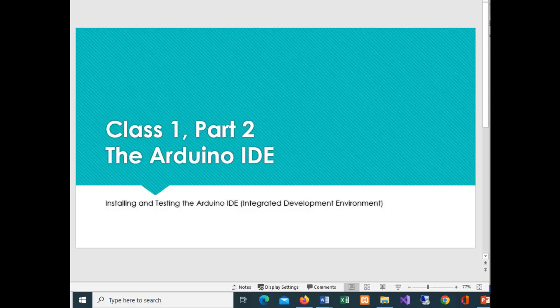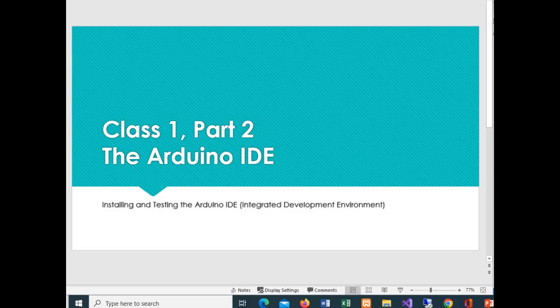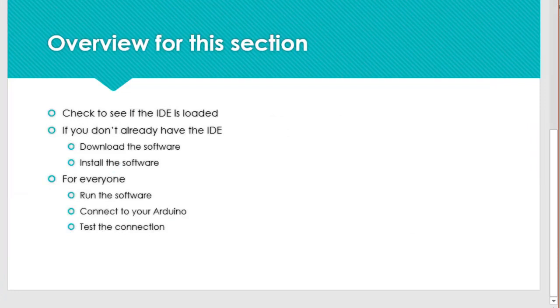In this video, we're going to start doing something. The goal of the video is to download and set up the Arduino IDE so that our computer can talk to the Arduino. And once we've got that done, we can start actually building something. Here's an overview of the steps that we're going to take.